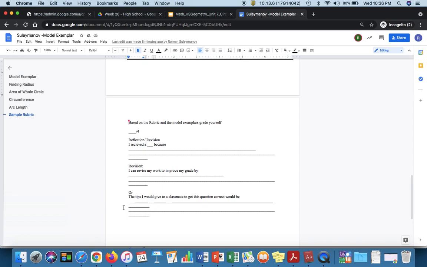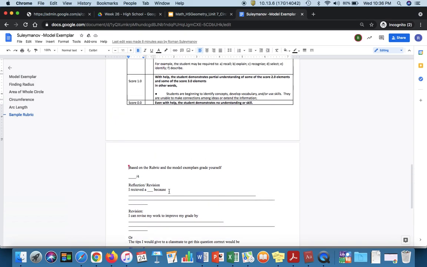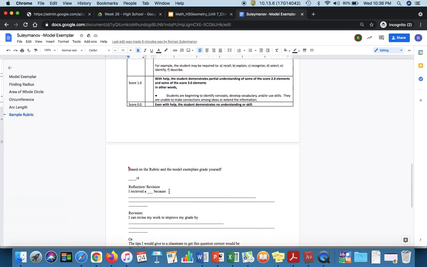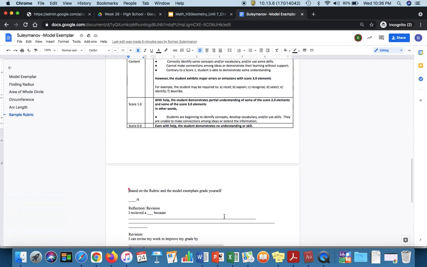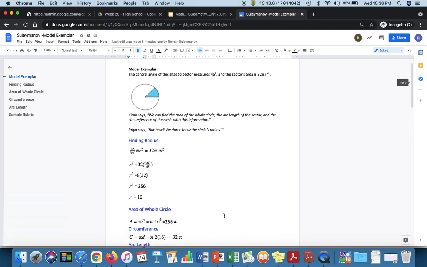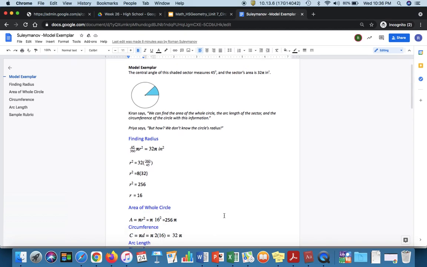And you could use that information to possibly have students explain their work as they're explaining their thought process in writing. So this is a sample of how students can reflect or self-reflect based on their own work, and with the use of a model exemplar.